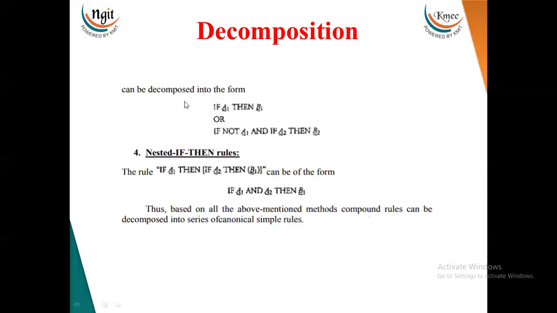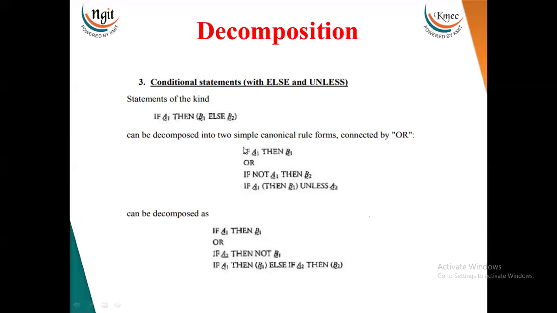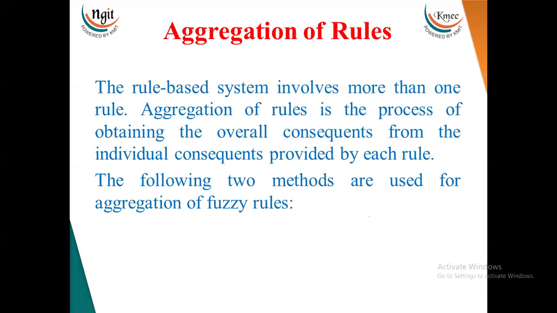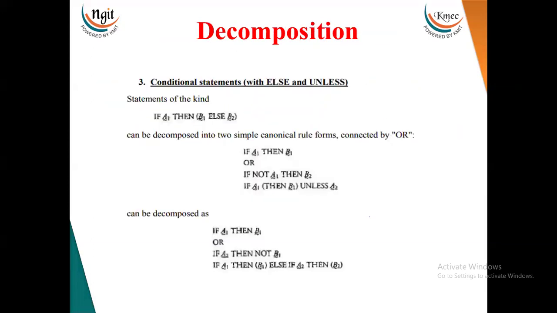Okay, one more example here. It is if A1 then B1, or if not A1 and if A2 then B2. So the only thing is, in place of unless you have to mention then and else, or else. Next one is nested if then rules. So these nested if then rules can also be composed into a simple one. So you can use the if then nested if else also.